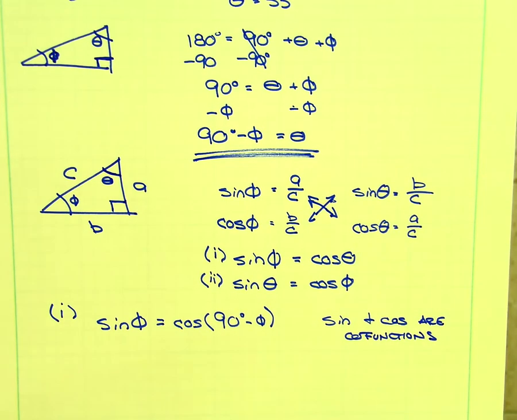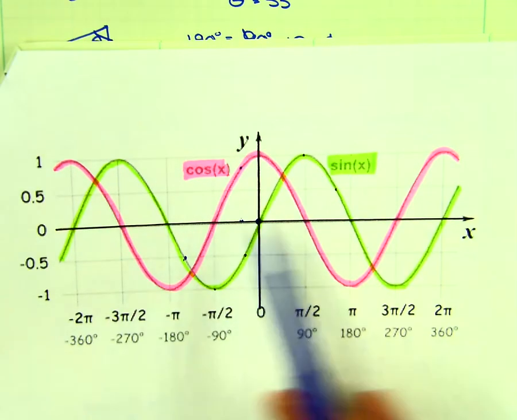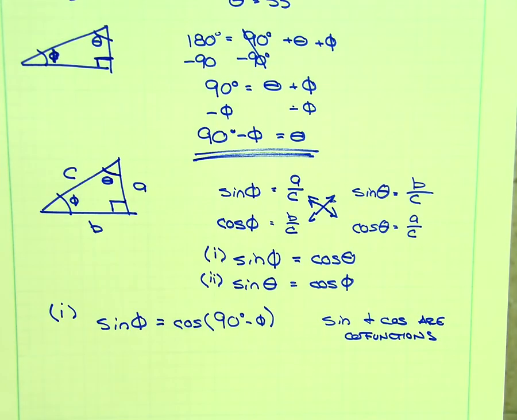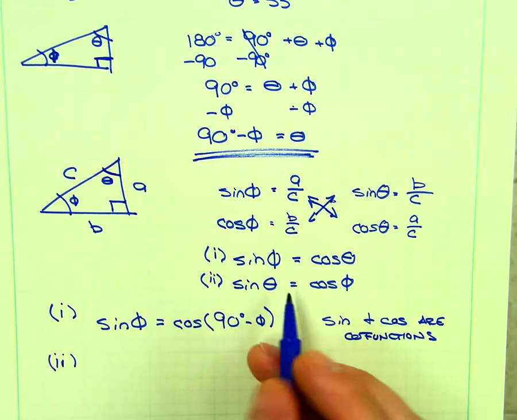And it basically just means we're doing the exact same thing that we did right here. You can see it visually. They're the same function pretty much. One is just shifted a little bit from the other. It's called co-functions.